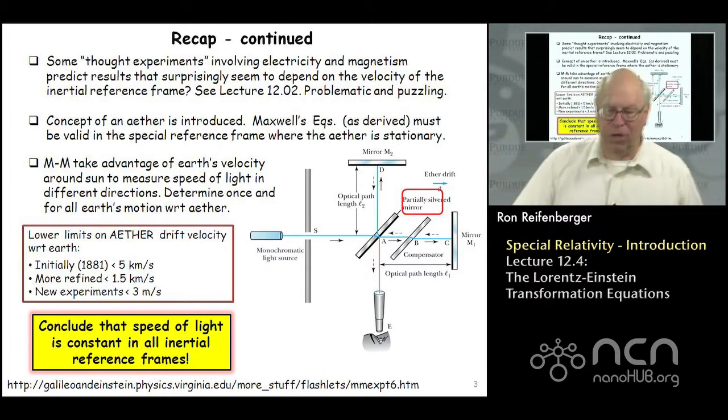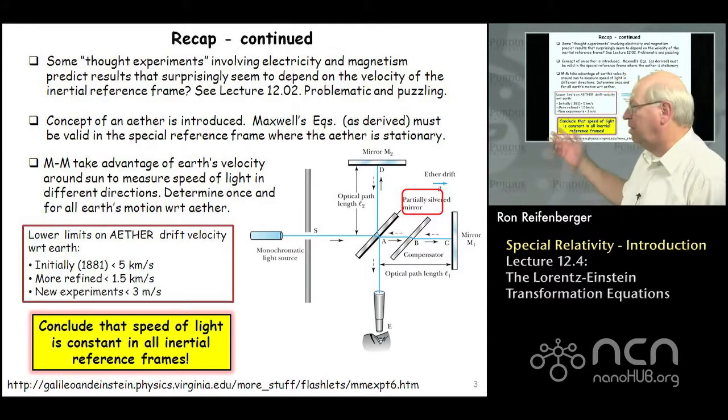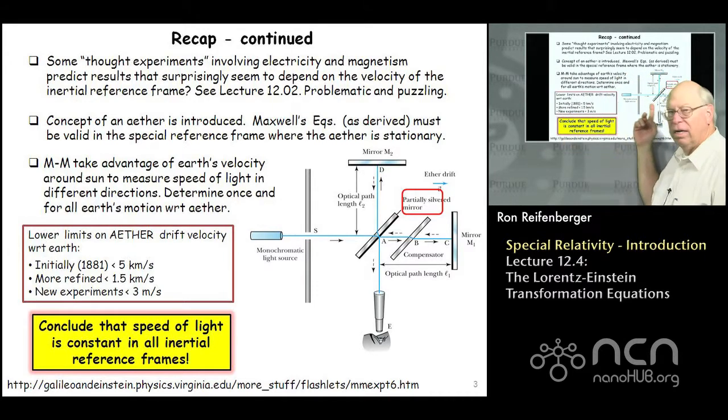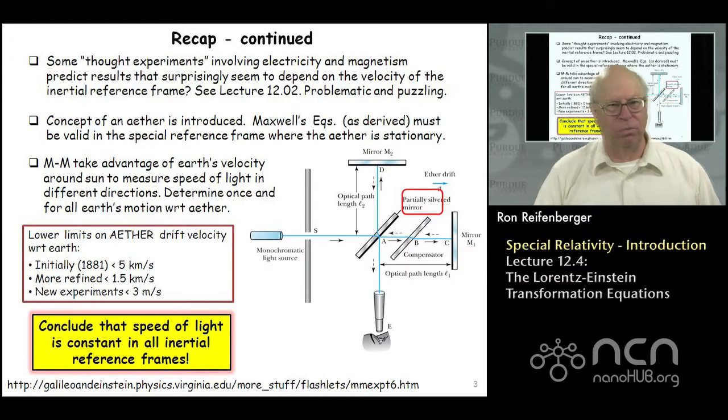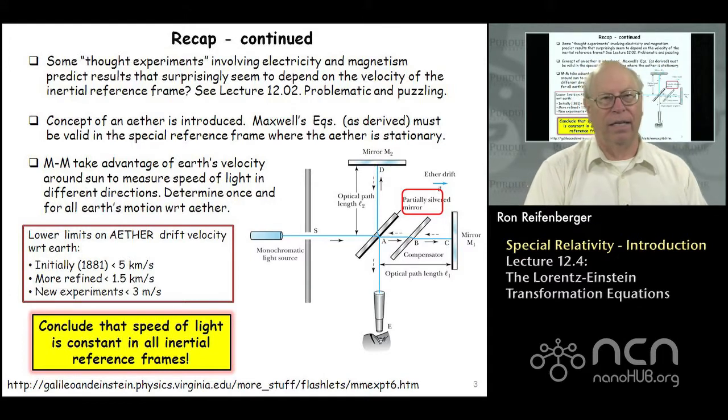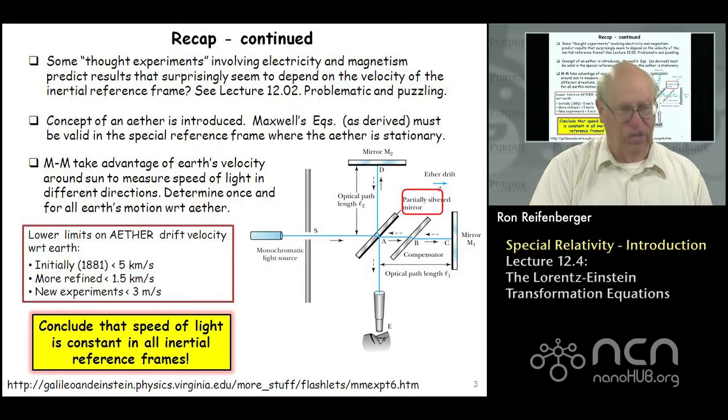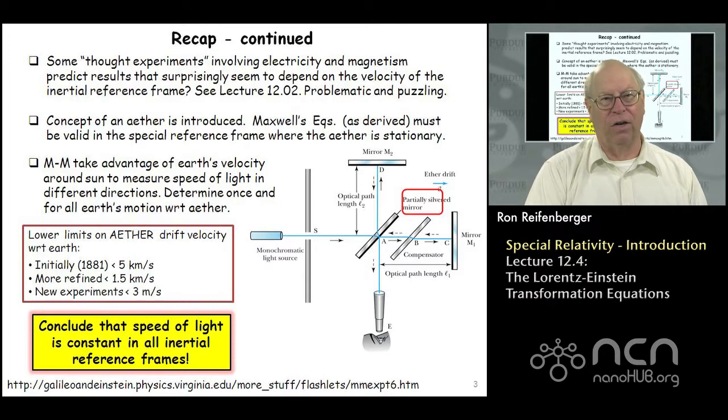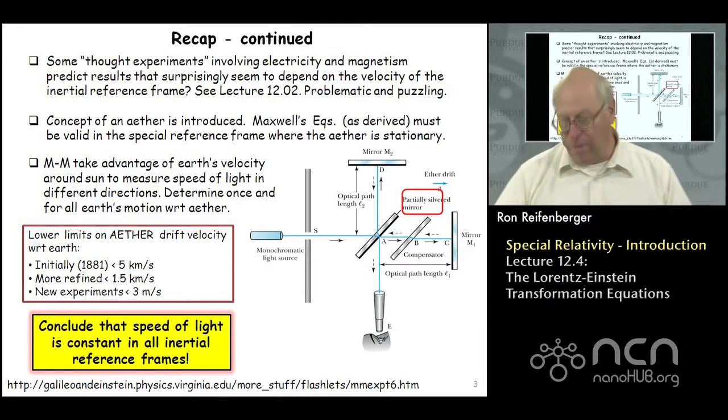Well, the upshot of Michelson-Morley's experiments, they constructed this very elaborate interferometer, very clever idea, right? The upshot of their measurements was that the speed of light was constant in all the inertial reference frames. It didn't matter what direction the light beam was moving in. You always measured the same speed for that light beam. So that was a real puzzle, right?